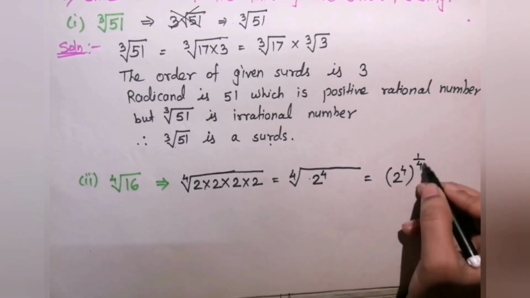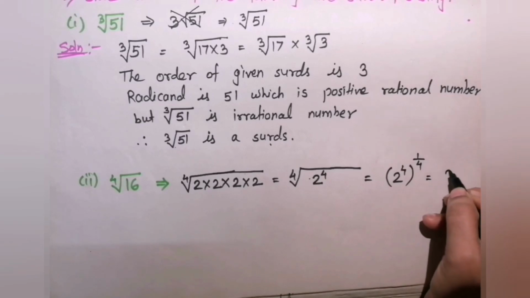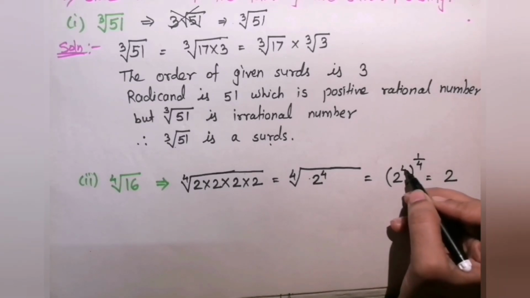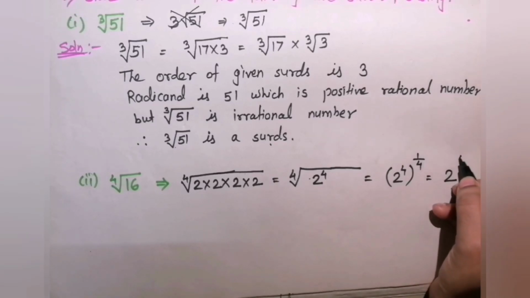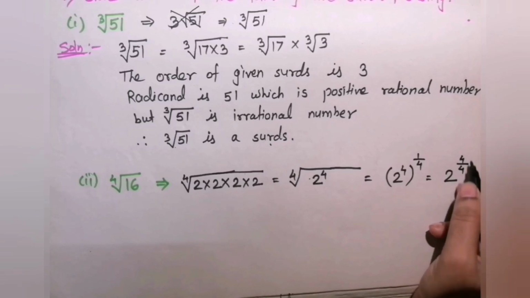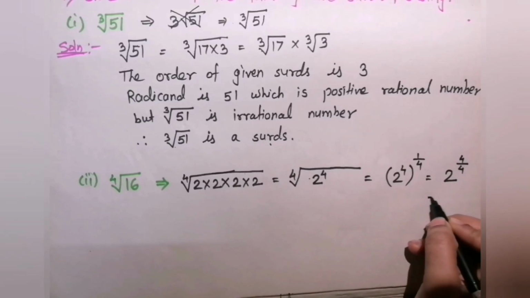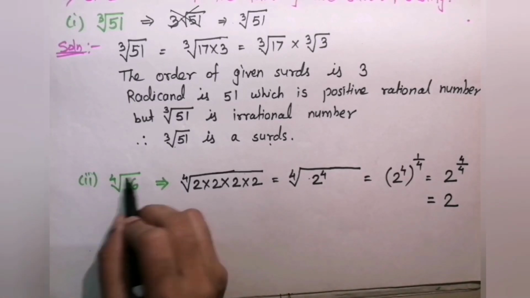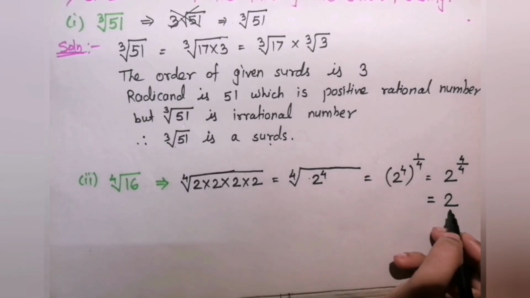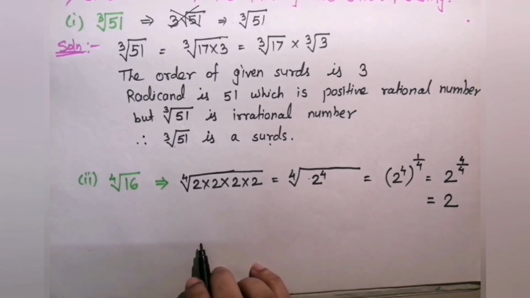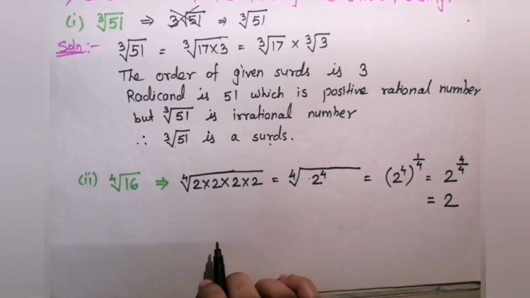Yes. So what is the next step? We can write down like this also. This is in the denominator and this goes in the numerator. So 4 upon 4. Clear? So what is the next step? This 4 gets cancelled. Then we get only 2. Clear? So fourth root of 16, the final answer is what? 2.